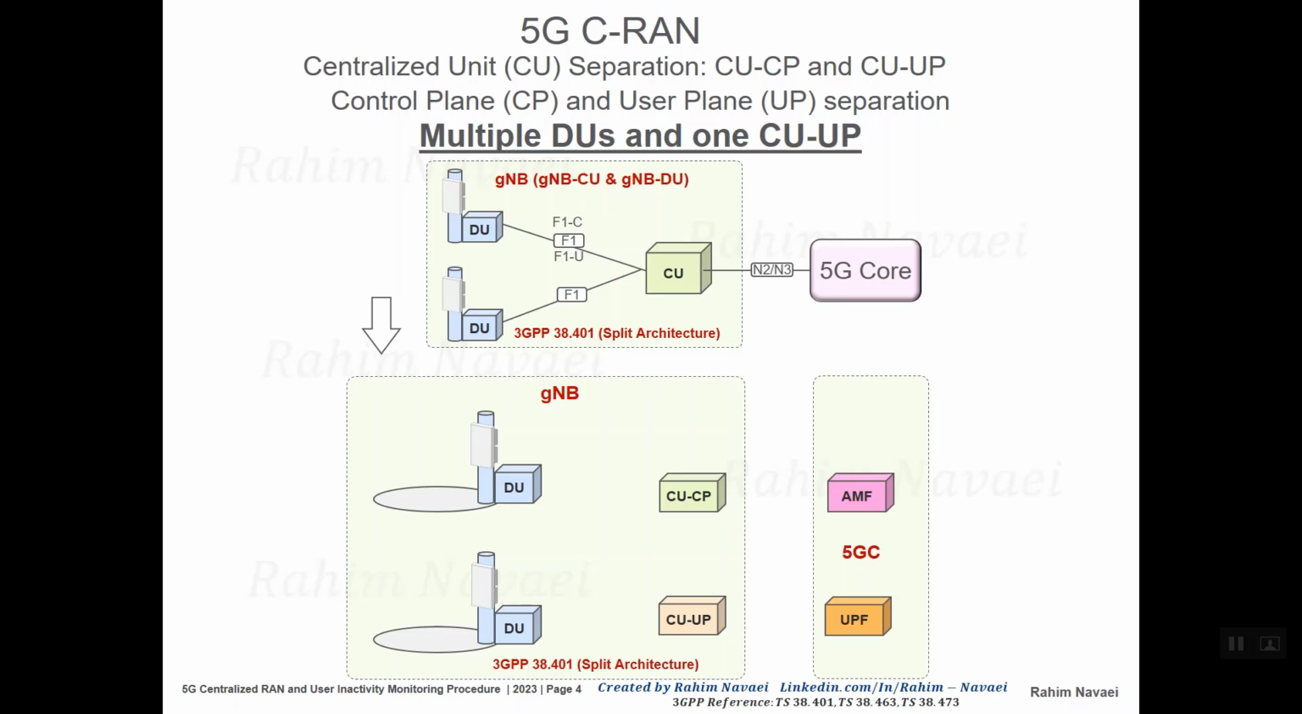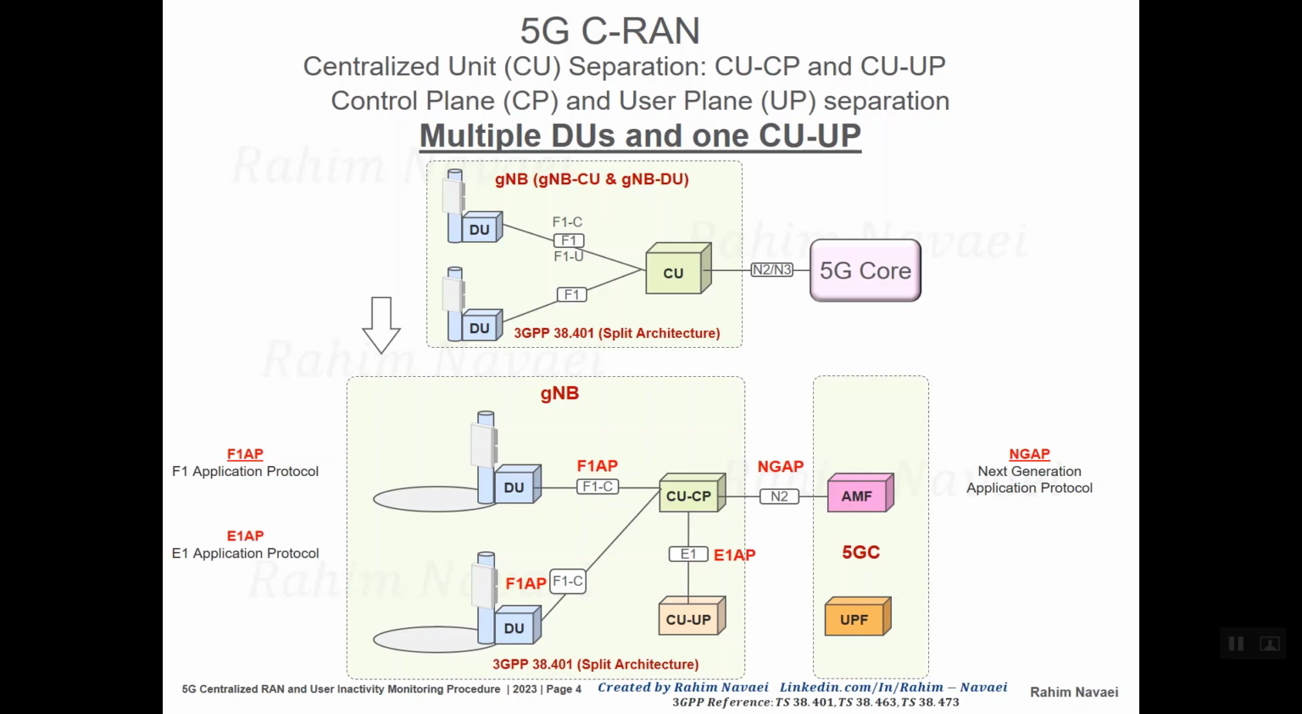From the control plane connectivity point of view, we've got F1-C between the gNB-DU and the gNB-CU-CP, and F1AP as a protocol is used to exchange the signaling via this interface. We can also see here the centralized unit control plane entity has connectivity to the access and mobility management function AMF based on N2 and NG application protocol NGAP. To control the gNB-CU user plane, the gNB-CU control plane utilizes E1AP as a protocol in the E1 interface.